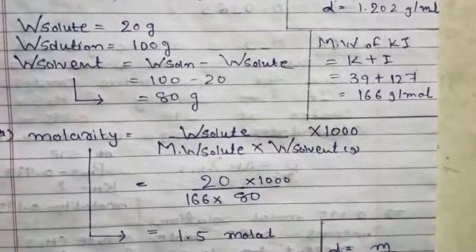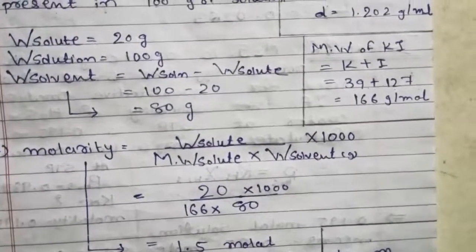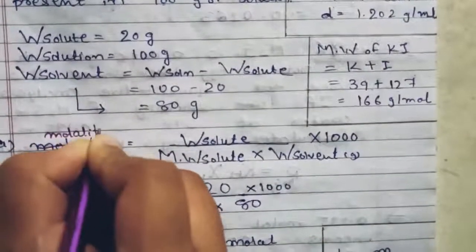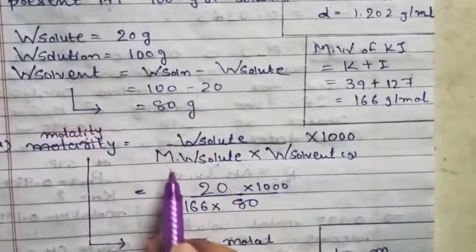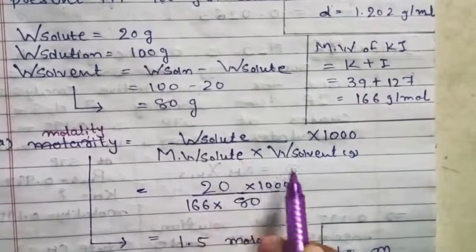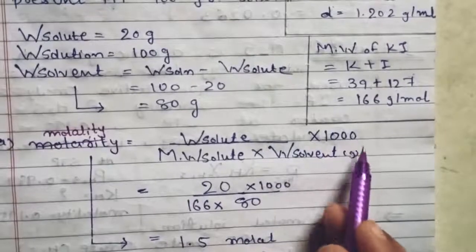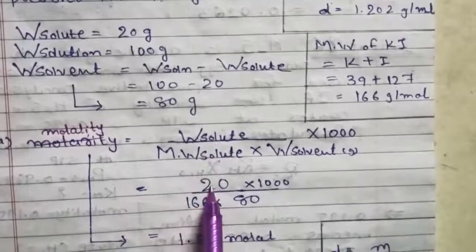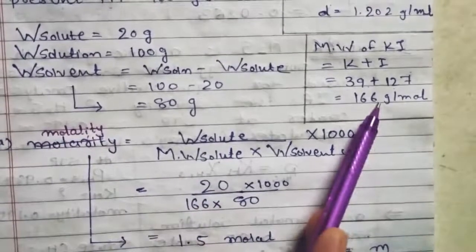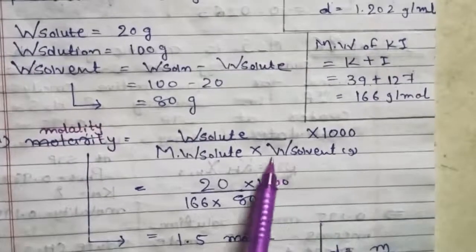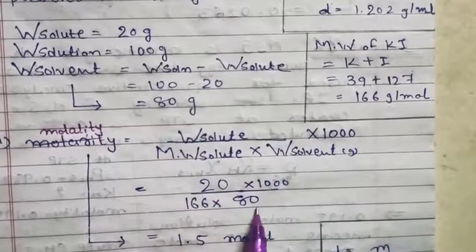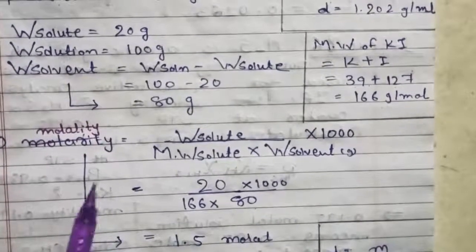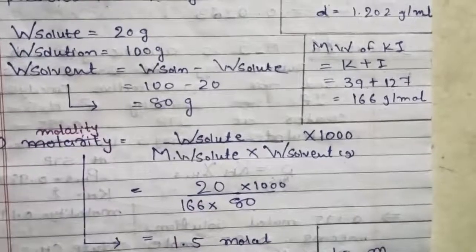Now first we have to find out the molality. Molality is equal to mass of solute divided by molar mass of solute multiplied by mass of solvent, multiplied by 1000, because we are taking the mass of solvent in gram. Here the mass of solute is 20, molar mass of solute is 166, and the mass of solvent is 80 gram. Replace all terms, and you will get 1.5 molal, means molality is 1.5.